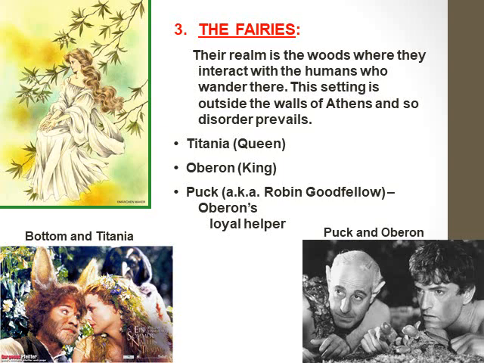Now, on this slide, we see on the right side of the picture Bottom and Titania, and the left side of the picture shows Puck and Oberon. Subplot B, about the fairies.